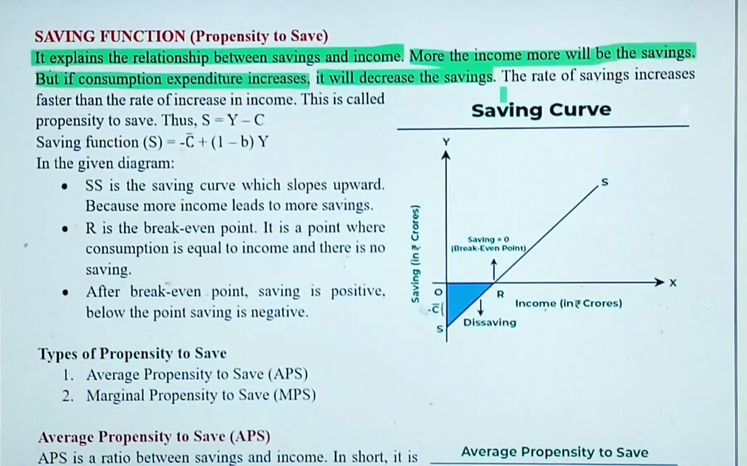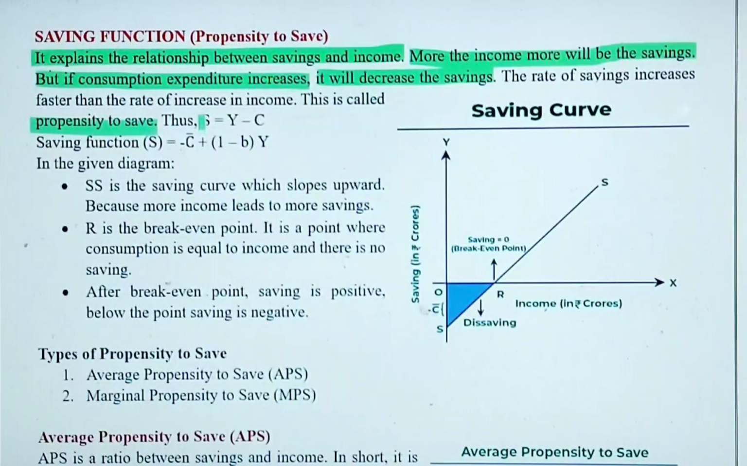And one more concept that you should remember here: the rate of savings increases faster than the rate of increase in income. ये भी एक बहुत इंपॉर्टेंट पॉइंट है. जैसे कि हम लोगों ने प्रोपेंसिटी टू कंज्यूम में किया था कि रेट ऑफ इंक्रीज इन इनकम was more than rate of increase in the consumption, and here rate of savings is more than the rate of increase in income, and this particular concept is called propensity to save. तो समझ में आ गई बात, बहुत सिंपल है.